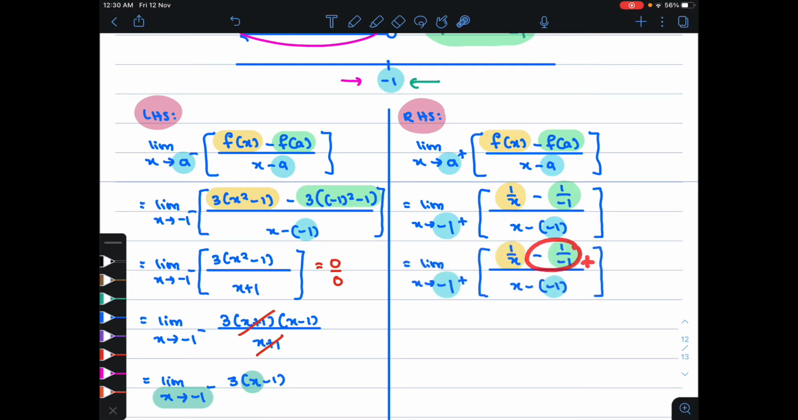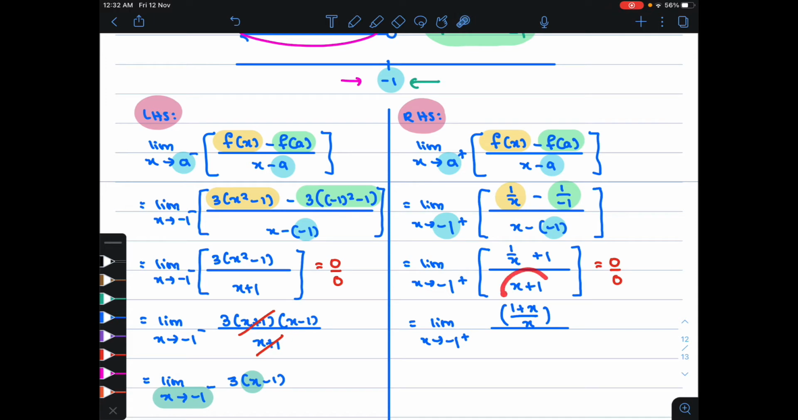This is actually plus 1. And this is actually x plus 1. If you substitute x equal to -1 into x, that will give you 0 over 0, which is case 2. So we need to factorize for this question. So equate the denominator for this part, and it will give you 1 plus x over x.